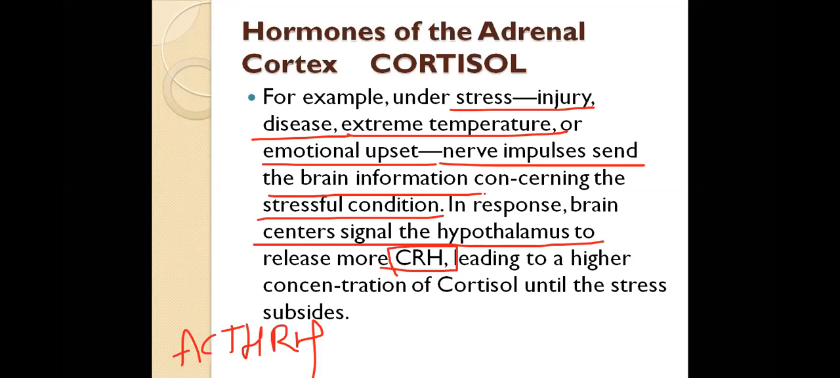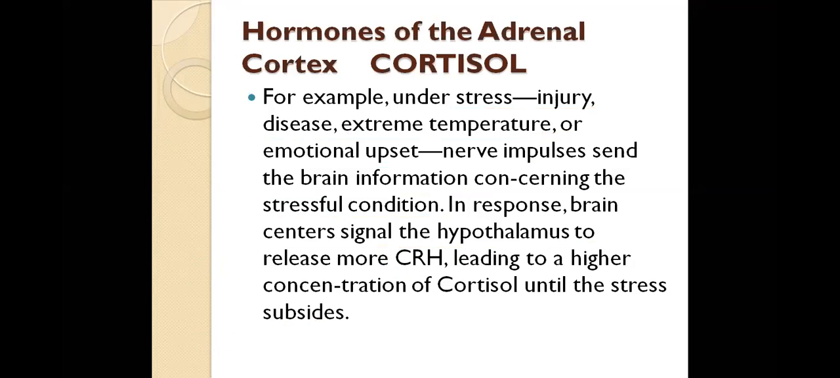Let's follow the given one. CRH. What is CRH? Corticotropin releasing hormone. What is C? Corticotropin, which is nothing but ACTH, that stimulates the adrenal cortex for cortisol. Corticotropin releasing hormone, corticotropin, nothing but ACTH, and that makes the secretion of cortisol. Okay, so how it secretes, that mechanism is given here.